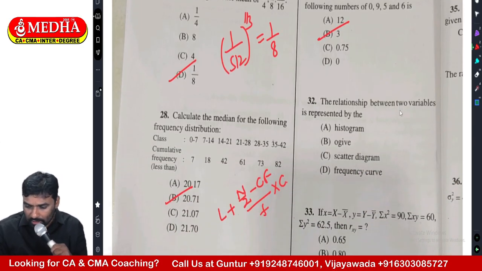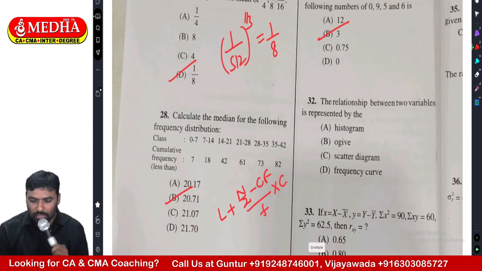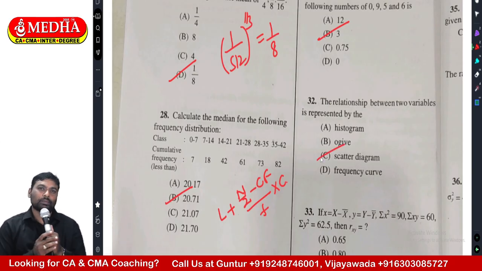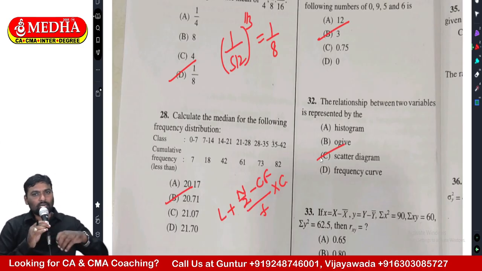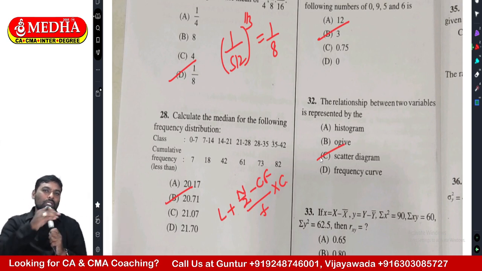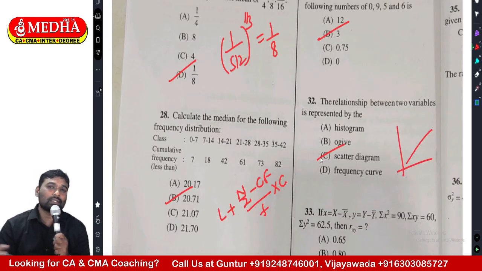Next one, the relationship between two variables is represented by a scatter diagram. For example, if you take two variables x and y, in abscissa you take x values, one variable, and in ordinate you take the second variable y. If you plot the given values in a scatter diagram, suppose the plotted points are like this, then we say that x and y are perfectly positively correlated.